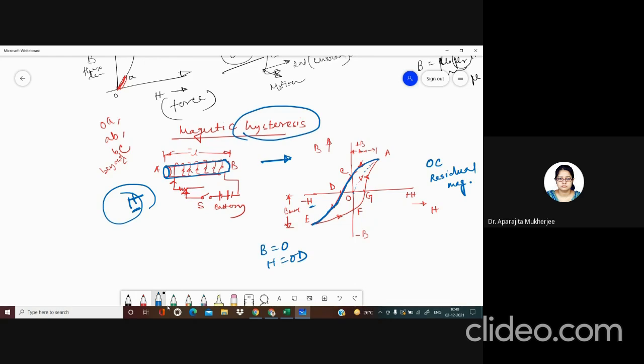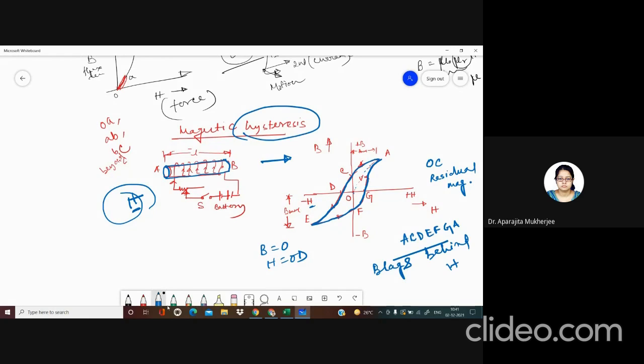Now if the demagnetizing force is further increased to some value, then it is gradually decreased to 0, then reversed, and then finally again goes to some positive value and completes a loop that is named A, C, D, E, F, G, A. So this kind of loop we can obtain from this magnetic cycle, and this loop is called the hysteresis loop. From this loop we can also say that B lags behind H.